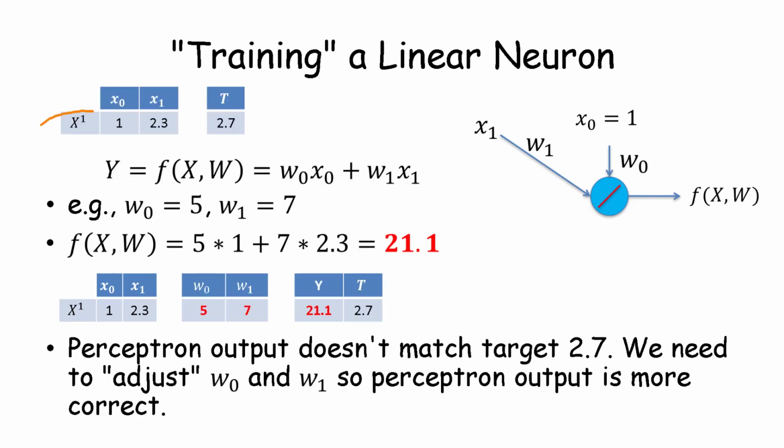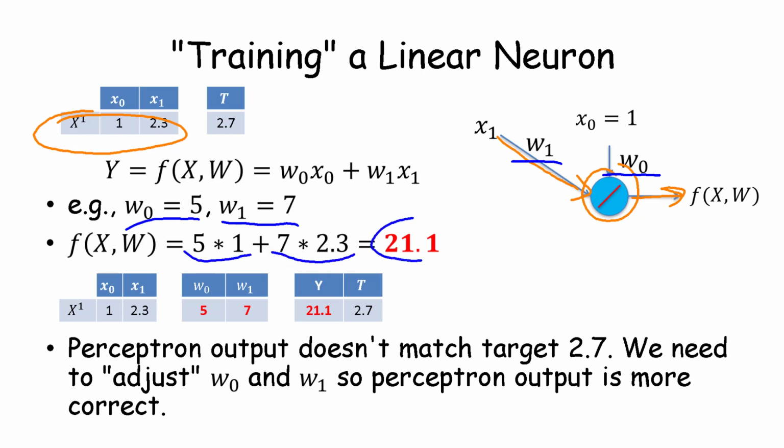Let's see what the neuron outputs for this sample. I will feed in the sample into the neuron, calculate the total input signal, and the result of the activation function. We'll have to start off with some random values for the weights. Let's use 5 and 7. Multiplying each input with its weight and adding them up gives us a total of 21.1. The linear activation function produces 21.1 as output.